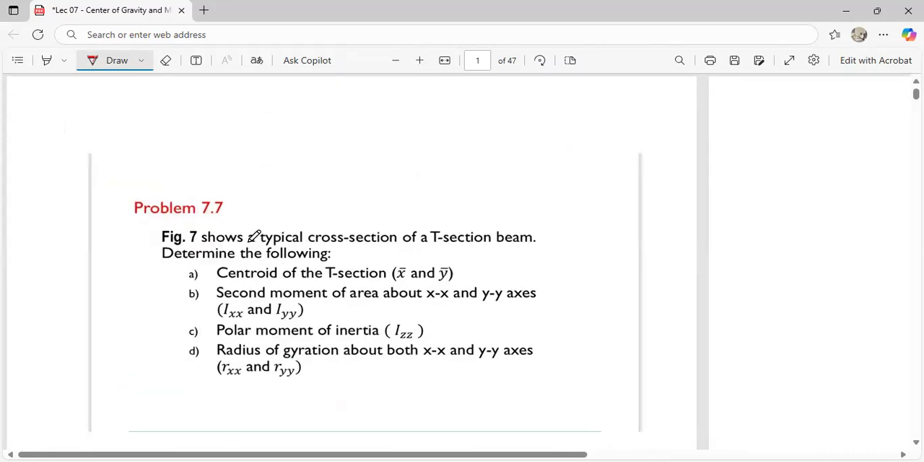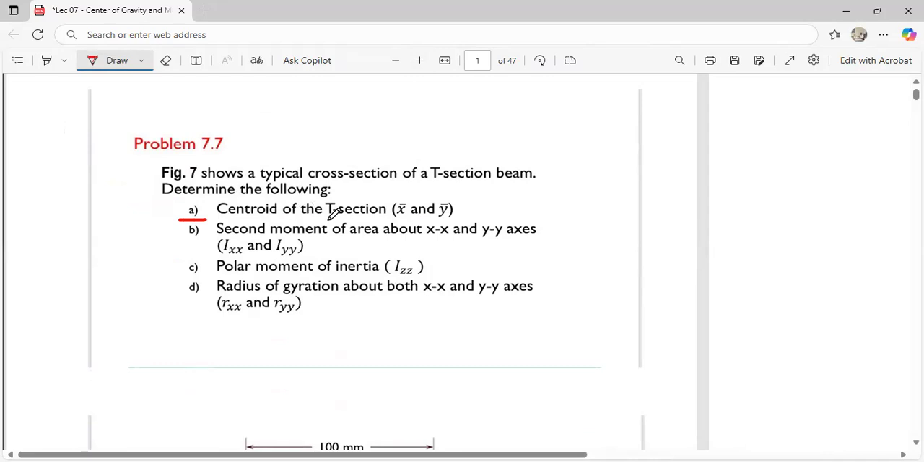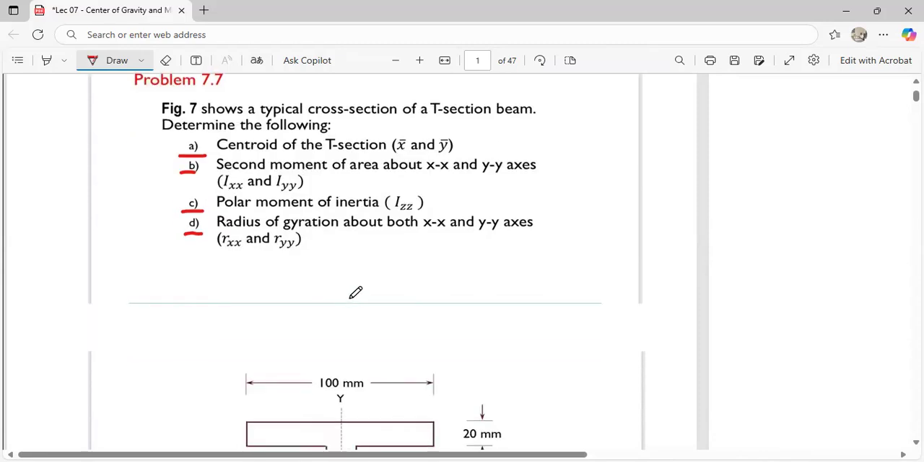So our first question says that problem 7.7 shows a typical cross section of a T section beam. Determine the following. A, the centroid of the T section, that is Y bar and X bar. Secondly, the second moment of area about XX and YY axis. Also, C says we should calculate for the polar moment of inertia, and D says we should calculate for the radius of gyration about XX and YY axis.